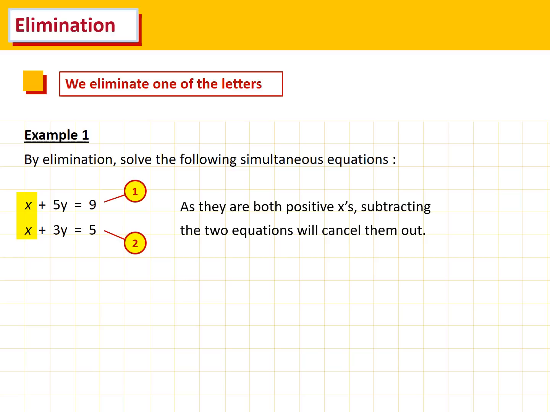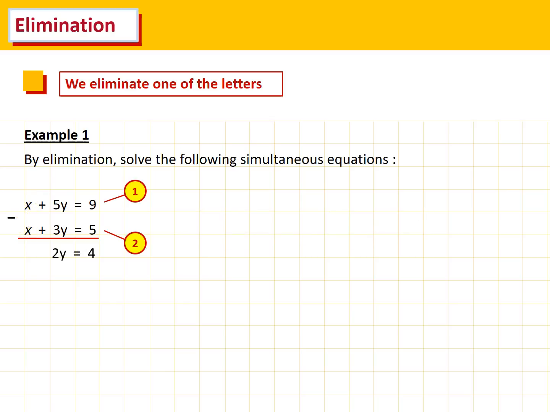So when we subtract these equations, what's going to happen? We're going to have 1x take away 1x, that will cancel out, 0x. That's what we want. Then we'll have 5y take away 3y, which will be 2y, and then 9 take away 5, which will be 4. So that becomes 2y equals 4, and from that y equals 2. Great, we found the y value.